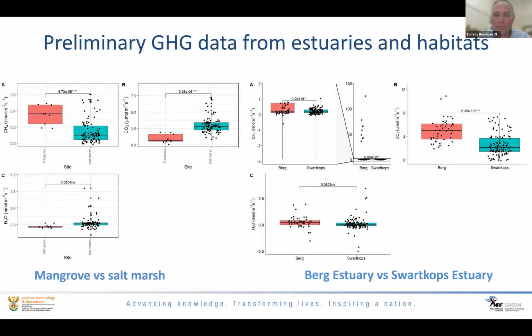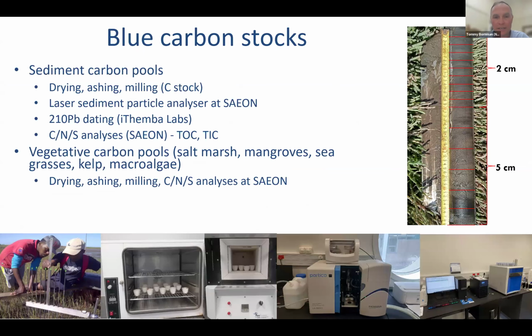And then the last one is blue carbon stocks. As I mentioned, lots of data in Africa on this. This is the cheapest and the easiest of all the carbon observatories to collect the data. You basically collect the sediment using cores. You basically dry, ash, and mill the samples, and analyze particle size. If you have the funding, you can do lead dating. And then if you have the instruments, you can also measure all sorts of other species of carbon, which we can do here, but not all the countries in Africa have got access to this type of instrumentation.